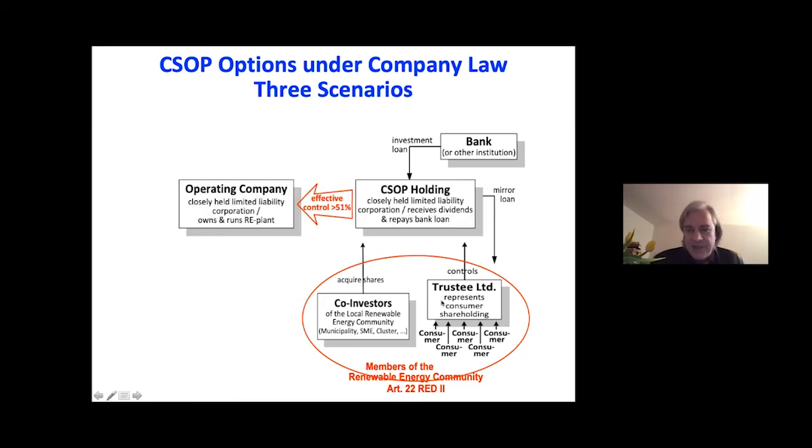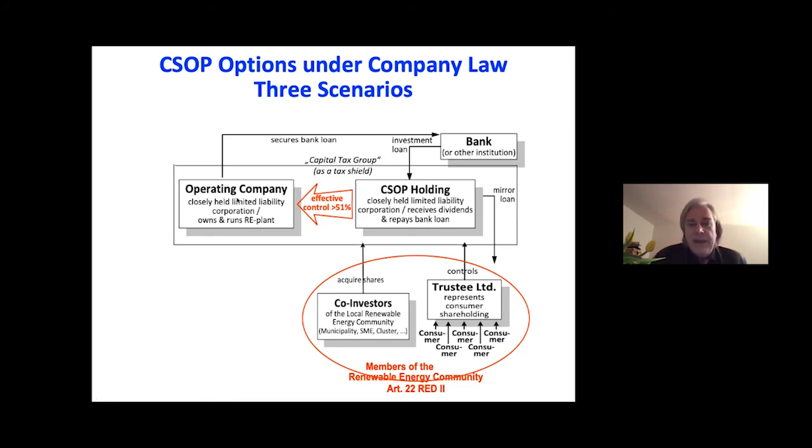And that is when we set up another entity here, just a CSEP holding, which would be a closely held limited liability corporation, which represents, again, our members of the renewable energy community and controls the operating company. With its assets it can secure the bank loan, and together with the operating company can also create a capital tax group, which means that the profits that are made here could be lowered by the financing cost of the CSEP holding.